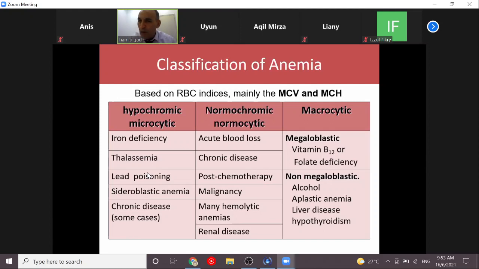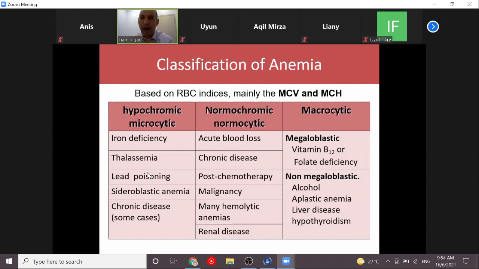Thalassemia is a problem of hemoglobin synthesis, the globin. Hemoglobin is heme and globin. Iron deficiency affects the heme. Thalassemia affects the globin, so we do hemoglobin electrophoresis. For thalassemia, the test is hemoglobin electrophoresis, but we don't do hemoglobin electrophoresis number one.